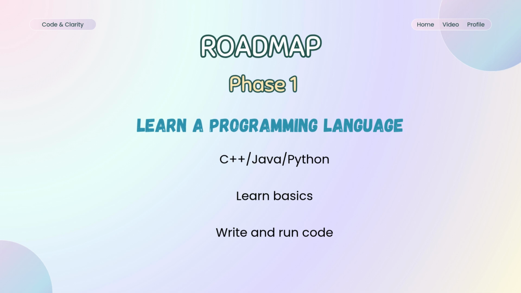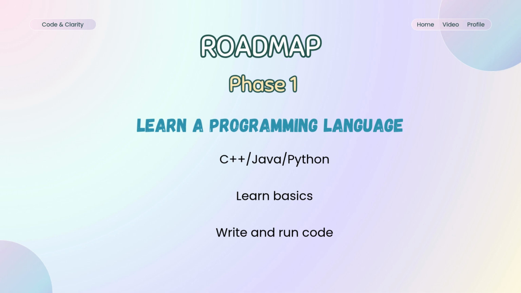At first, in the first phase, learn a programming language. Take about 1 to 2 weeks for it. Choose any one, either C++, Java, or Python. Then learn the basics. What do basics mean? Variables, loops, functions, arrays, strings, input and output. Then understand how to write and run code confidently. Just run the code, then start writing in a code editor. Run it, feel it. You don't need to be an expert, just comfortable enough to implement the logic which comes to your mind instantly. This is the first phase.